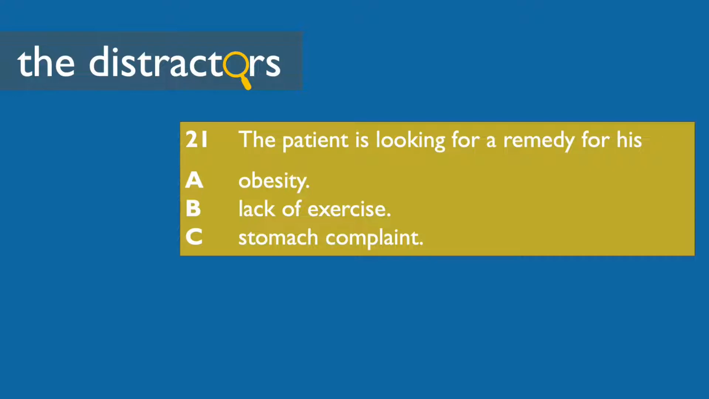Now, it's not too difficult to spot the distractors when you have the text in front of you. But when you're listening to a dialogue and you've got native speakers speaking quickly, it can be a bit more difficult. So let's look at another exam question. The patient is looking for a remedy for his A, obesity, B, lack of exercise, or C, stomach complaint. This time, listen to the audio and try to identify the correct answer and the distractors.